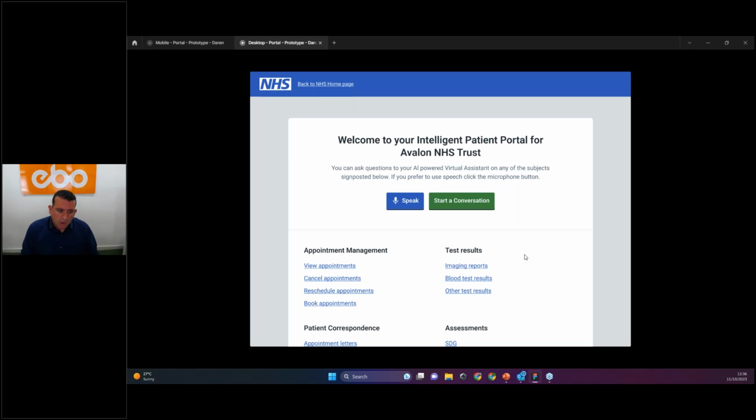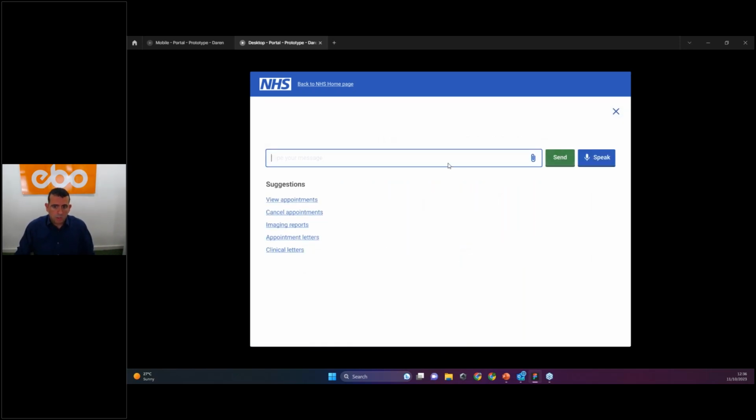So we are merging the best elements of patient portals. It's a simple form of menu structure with this idea that you can actually just have a conversation with the virtual agent as well, should you want something more specific. I'll just ask a question here. Now over here, there's a couple of elements that we're going to show. So can I see my appointment letters for last May, please, related to back pain?